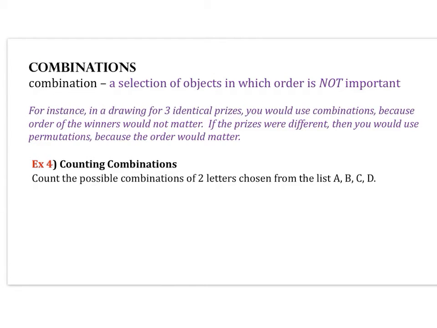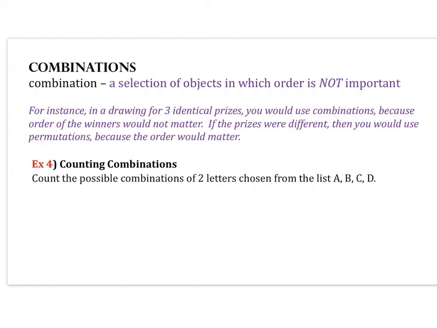All right, let's learn about combinations. Combination is selecting objects in which order is not important. For instance, in drawing for 3 identical prizes, you would use combinations because order of the winners would not matter. If the prizes were different, then you would use permutations because the order would matter. But if the prizes don't matter, then the order of the prizes and winners does not matter, so you would do combinations. So let's take a look at an example.